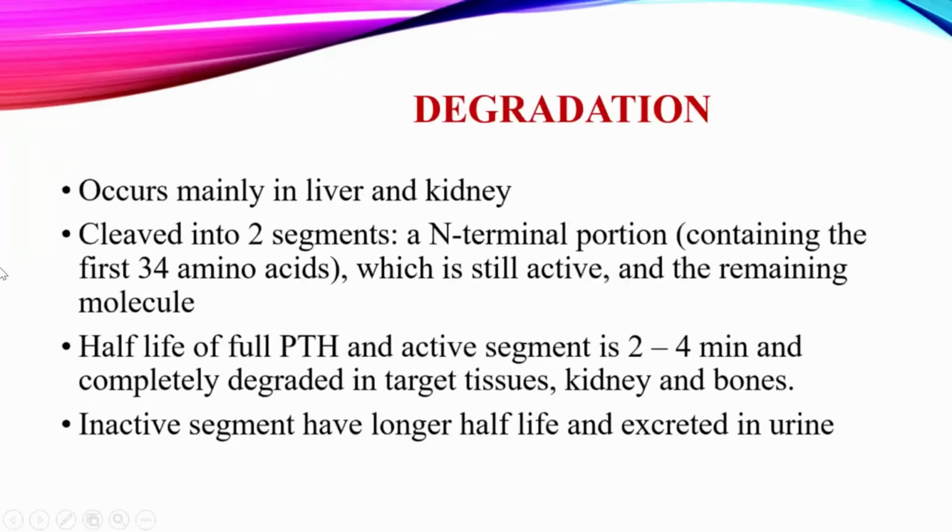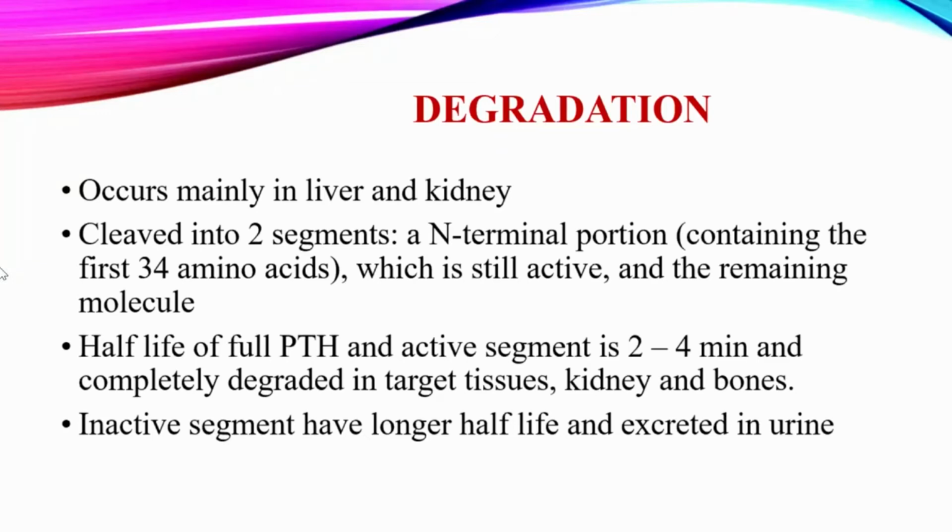Now the degradation of parathyroid hormone. This degradation mainly occurs in the liver and kidney. Generally this hormone is cleaved into two segments. One is the N-terminal portion, which contains the first 35 amino acids and is still active, and the remaining molecules are inactive, and they are then excreted, eliminated in the urine.